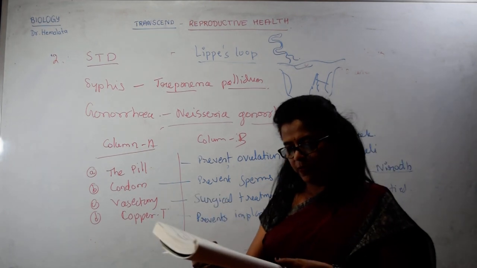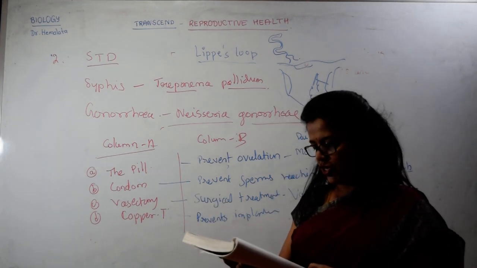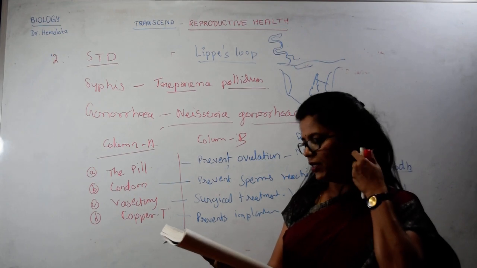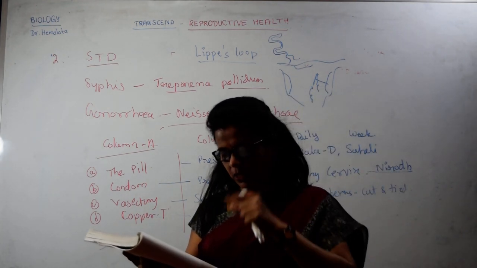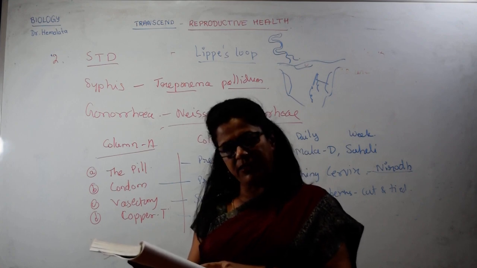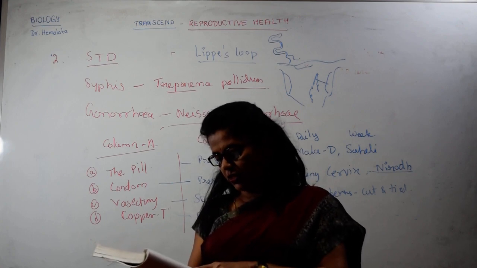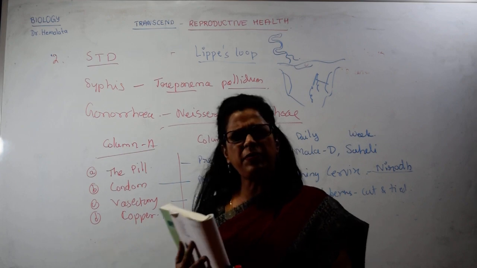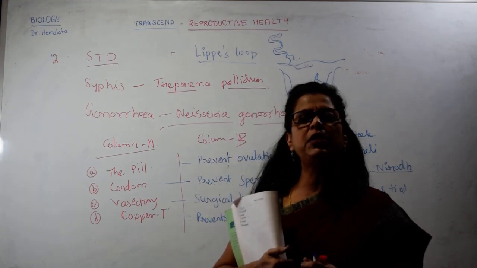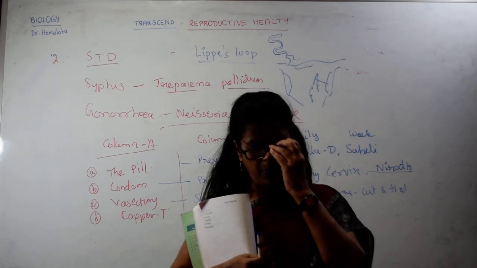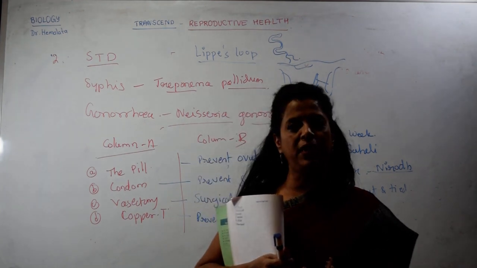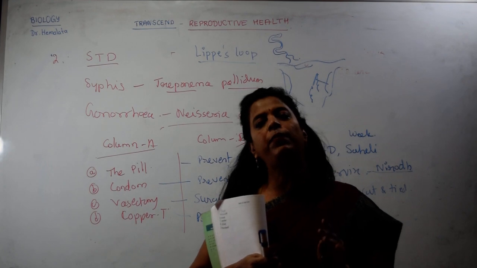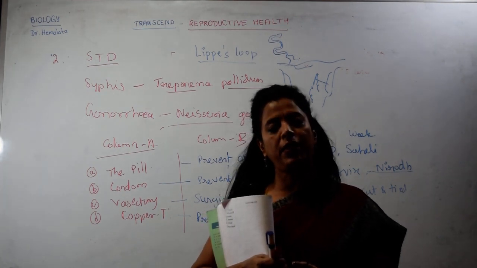So next is, which of the following two statements are correct regarding contraception? What are the statements? First one says, medical termination of pregnancy, MTP, during first trimester is generally safe. What is MTP? Medical termination of pregnancy is nothing but abortion. In general terms they say abortion, but biologically we call it MTP or medical termination of pregnancy.